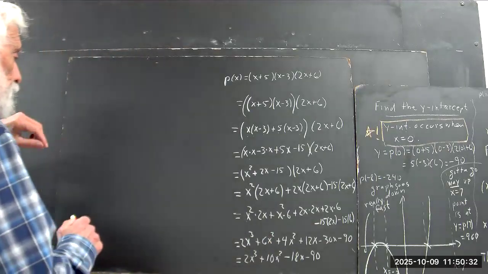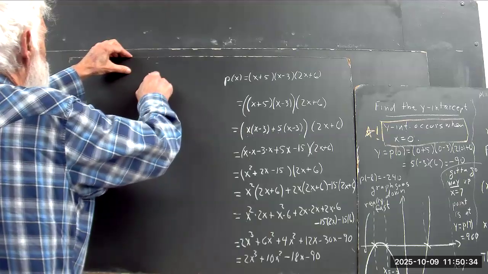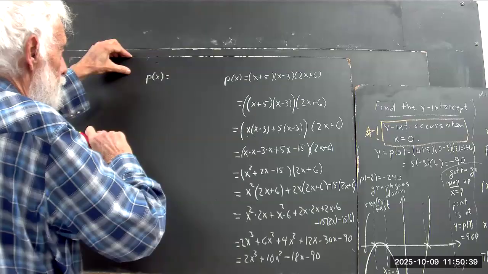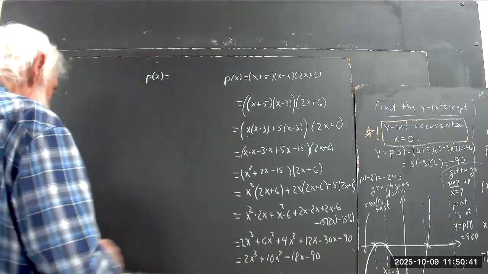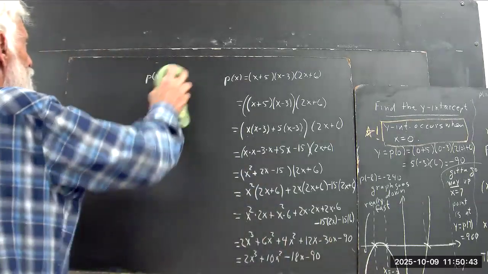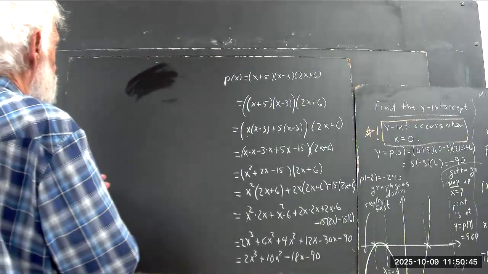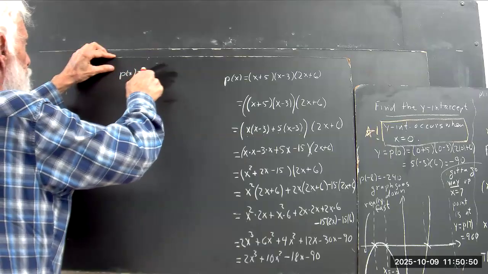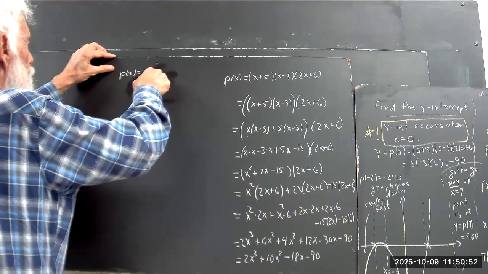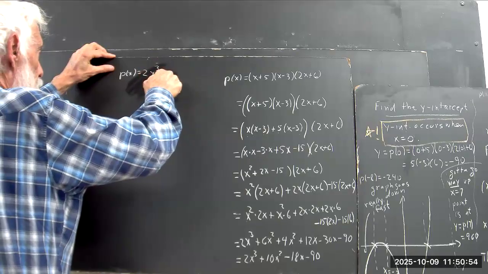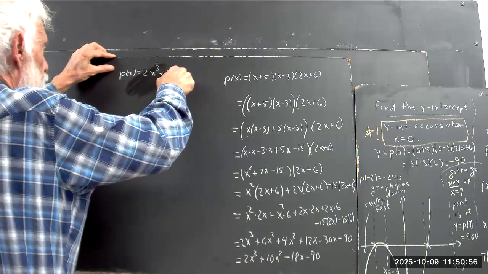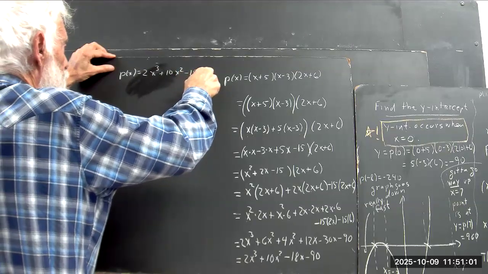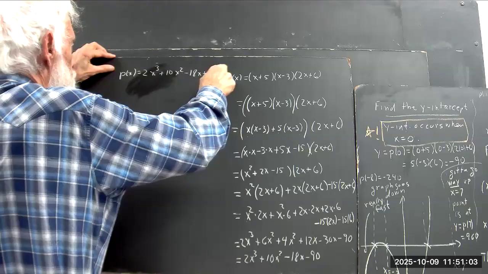So I think we can conclude that P of x equals, I'm going to start over. I need to leave myself enough room to write it out. Two x cubed plus 10x squared minus 18x plus 9.